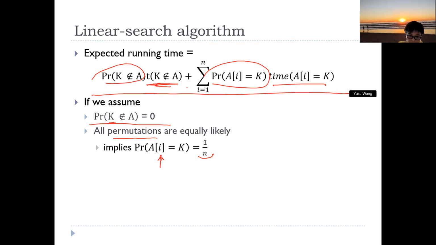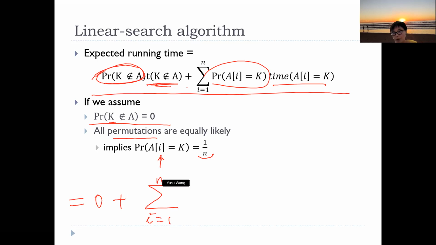Now under this model, the probability that the key is not in A is 0. So we have 0 plus, now for each position, here I'm using the standard way of an array where the index is from 1 to n, okay? So now we say that the probability that the key k is in the ith position is the same for everyone. That means this is 1 over n times.